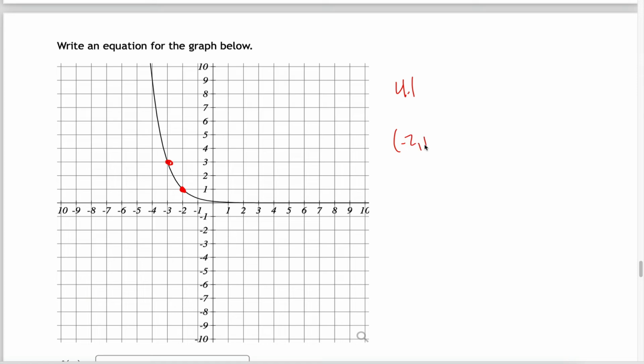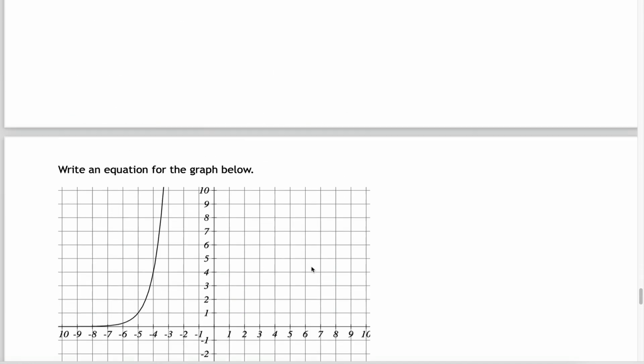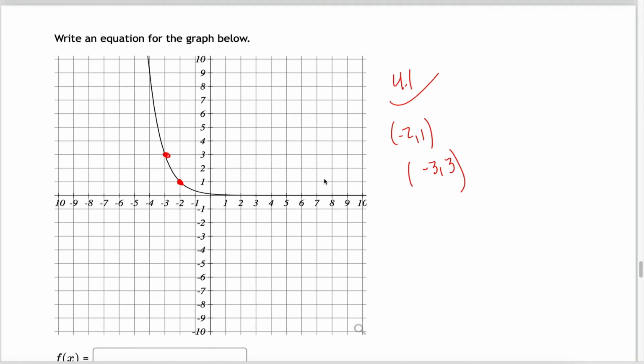This goes through the point -2, 1, and it goes through the point -3, 3. And maybe with that information, you could figure out A and B. So kind of a tricky problem, I suppose. Question 12 is just like question 11.